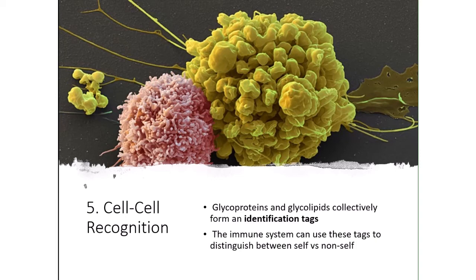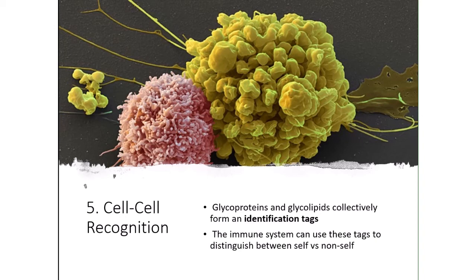Number one, you might not be able to mount an immune defense against a bacteria or virus, and of course that could cause you to become very ill. Or in another way, if your immune cells do not distinguish between self and non-self, they might end up attacking your own cells, and that could result in autoimmune diseases where your immune system attacks your own body.